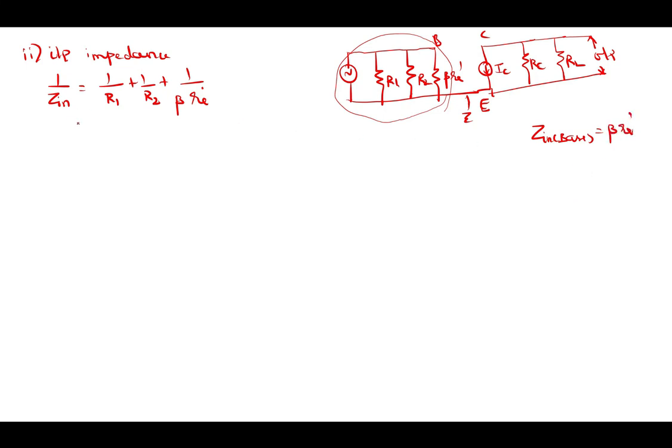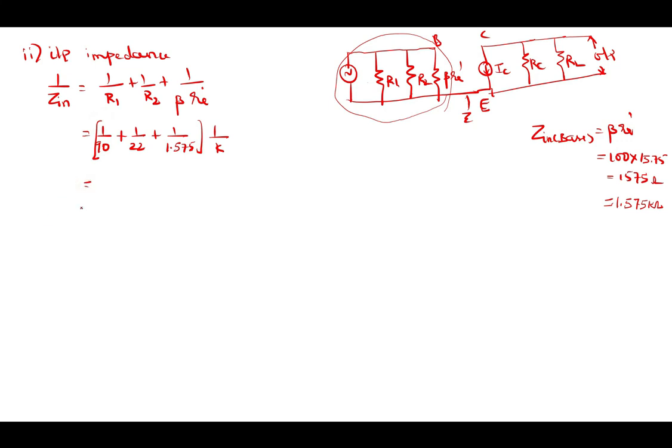Now let us substitute the values. How much is beta RE dash? 100 into 15.75, so it is 1575, and keep this in kilo ohm range. The reason is R1 and R2 are both in kilo, so keep this also in kilo range. That is 1 by 90 plus 1 by 22 plus 1 by 1.575. Whole thing is divided by K.